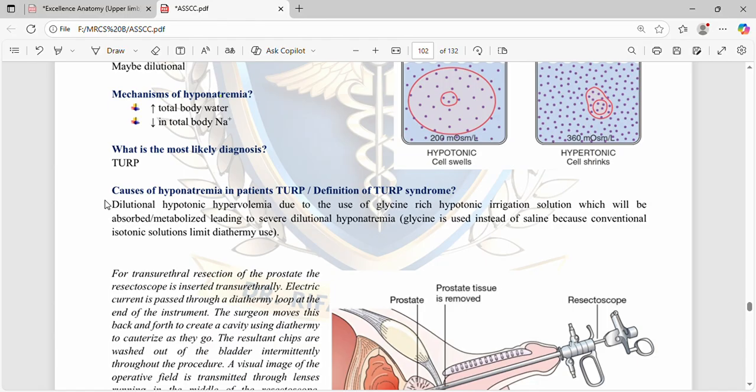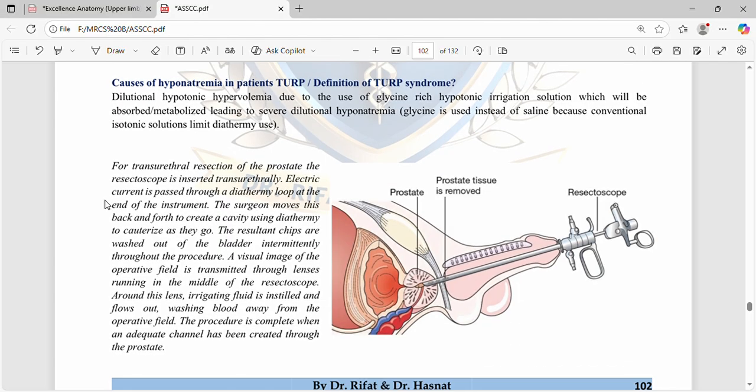Okay. So the definition is also dilutional hypotonic hypervolemia due to the use of glycine-rich isotonic irrigation solution, which will be absorbed and metabolized, leading to severe dilutional hyponatremia. Glycine is used instead of saline because conventional isotonic solution limits diathermy use.